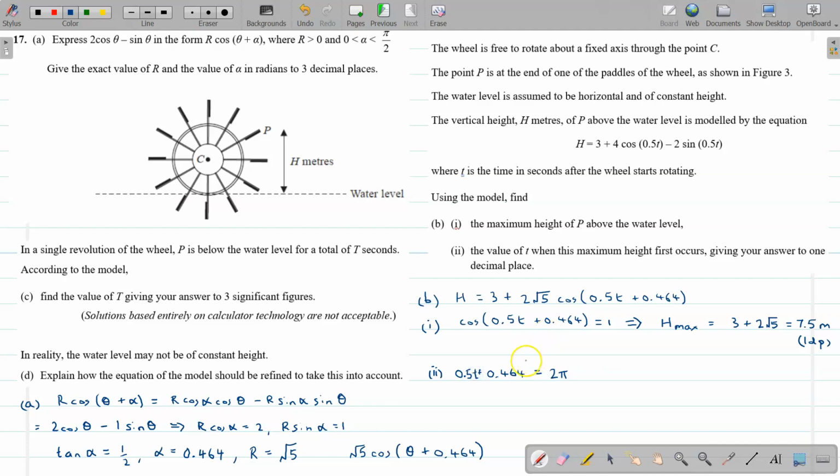So 0.5t plus 0.464 is equal to 2 pi, which means that t equals 2 times 2 pi minus 0.464, and from that you get 11.6 seconds to 1 dp. Okay, so that's when the wheel is at its highest point. So that's part B answered.